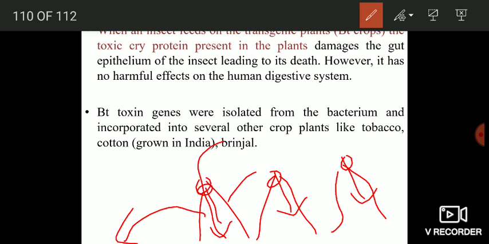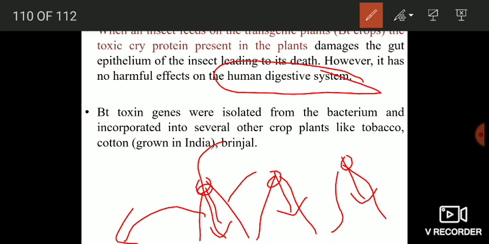But one thing that you have to remember is that this BT toxin, which is present inside the plant cells, is not harmful for the human digestive system. This is a very important thing. You have to remember that the BT toxin which is present in the plant cells and causes death in insects is not harmful for the human digestive system.